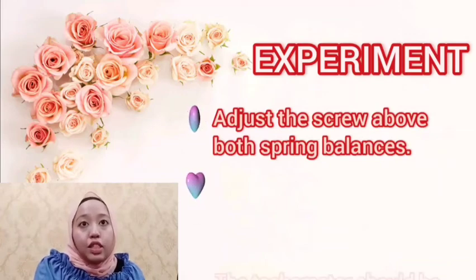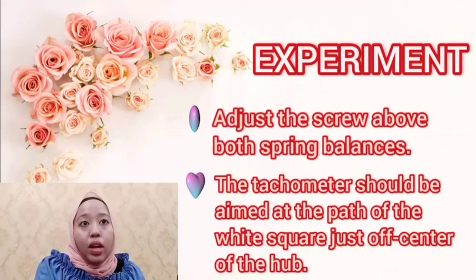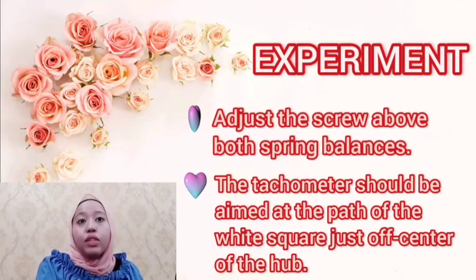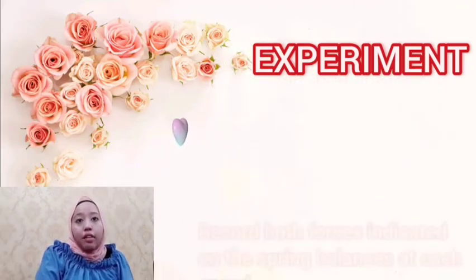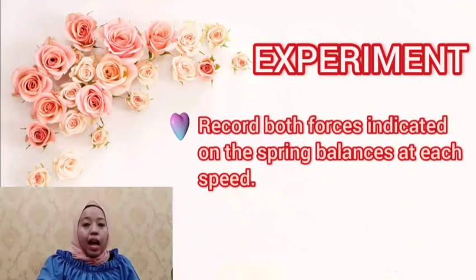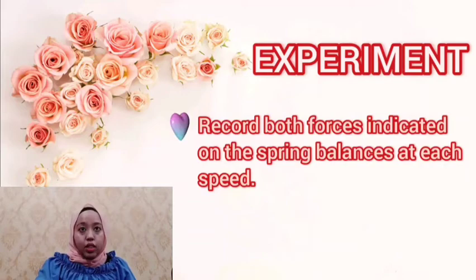Then, the tachometer should be aimed at the path of the white square just off center of the hub. The tachometer reading will vary slightly in time, so estimate the average rotational speed over the course of a few seconds. Then, record both forces indicated on the spring balances. After that, record the forces on the spring balances at each speed.